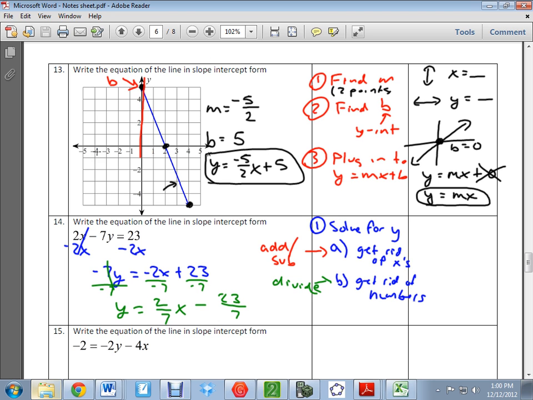That can happen. I'm not asking you to graph this. It's a perfectly acceptable slope-intercept form equation. Are there any questions about that? Okay. There aren't any real special cases on this. You just got to get y by itself. There's no special case, really. Does anybody have any questions on how to do number 14?